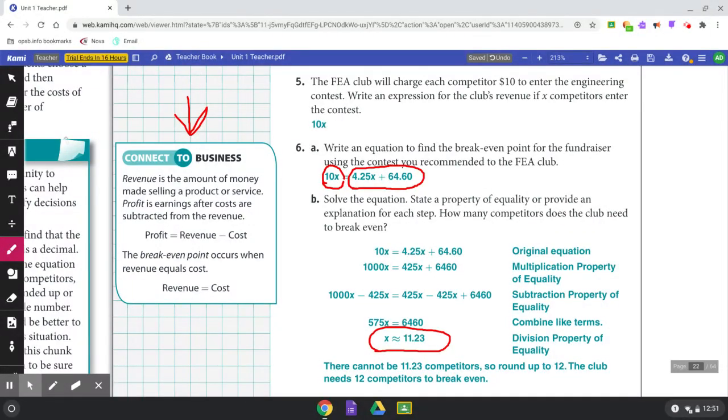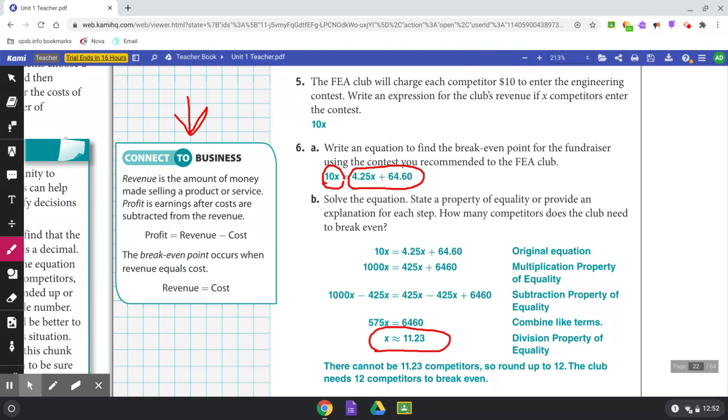So what does X represent? X represents the number of competitors, the number of people. Can you have a 0.23 portion of a person? No, I hope not. You have to count people in whole numbers. You can't have a part of a person. So there cannot be 11.23 competitors, so round up to 12. You do not round down in this case.